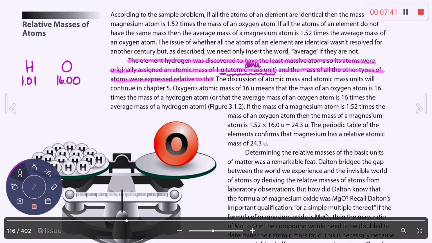If I'm looking at nitrogen, nitrogen on your periodic table says 14.01, yes? Okay, so that means that a nitrogen atom would be 14.01 times the mass of a hydrogen atom.